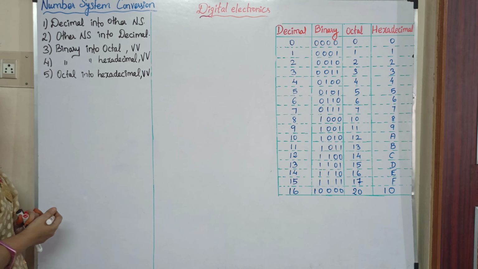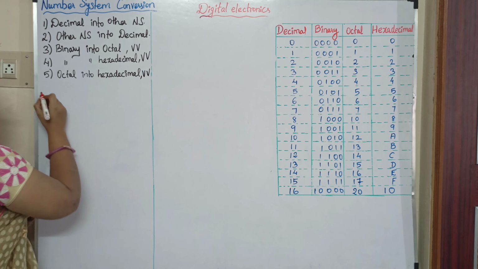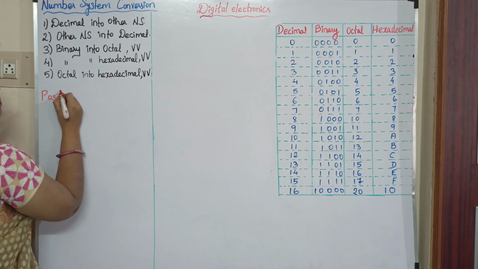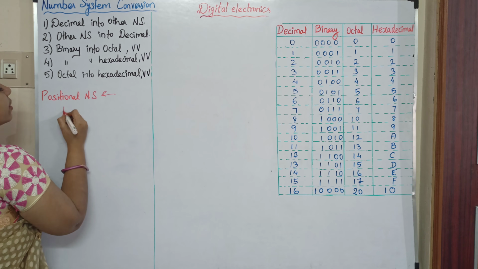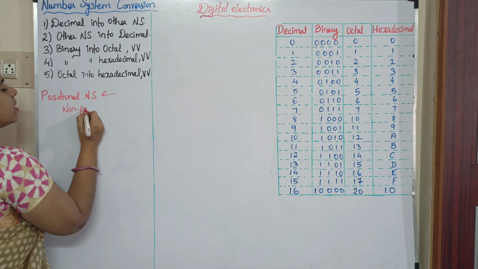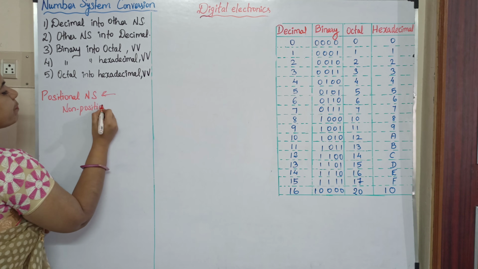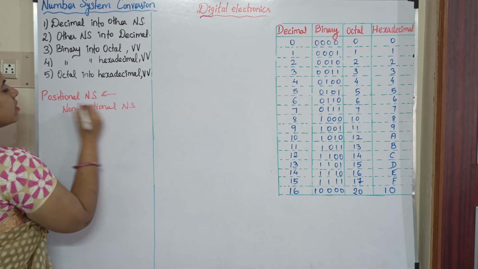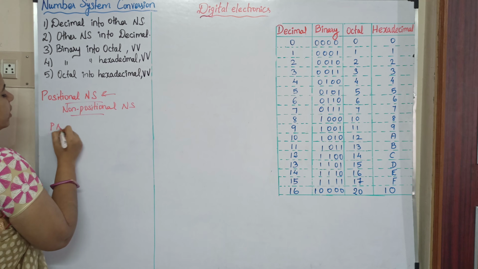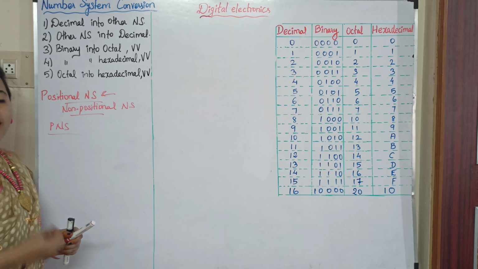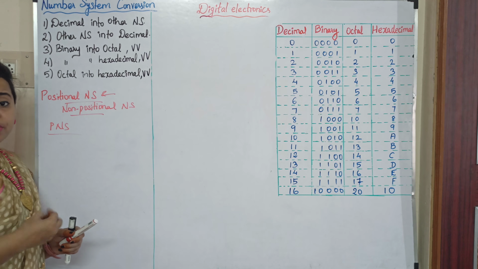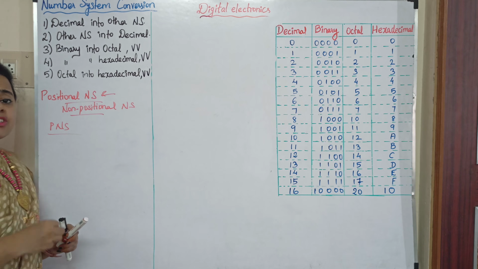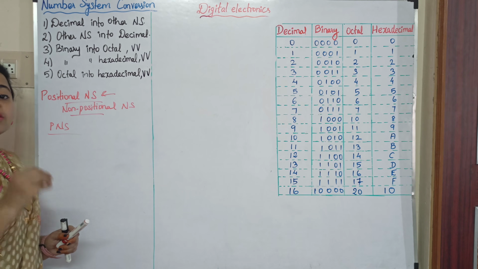Before the conversion, you should know about the positional number system and non-positional number system. So first, what is meant by positional number system? Positional number system is also known as weighted number system. As the name implies, there will be a weight associated with each digit. Each digit is weighed based on its position.